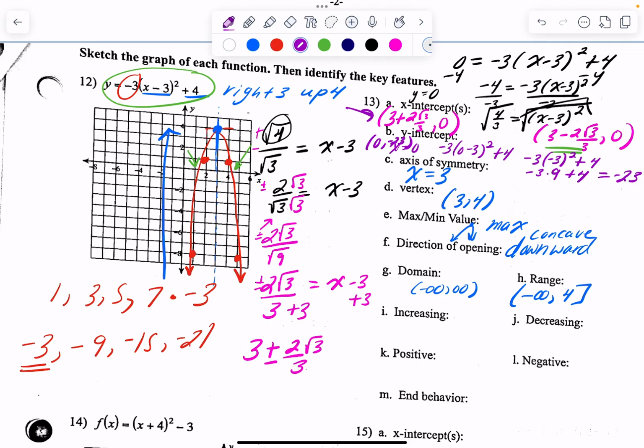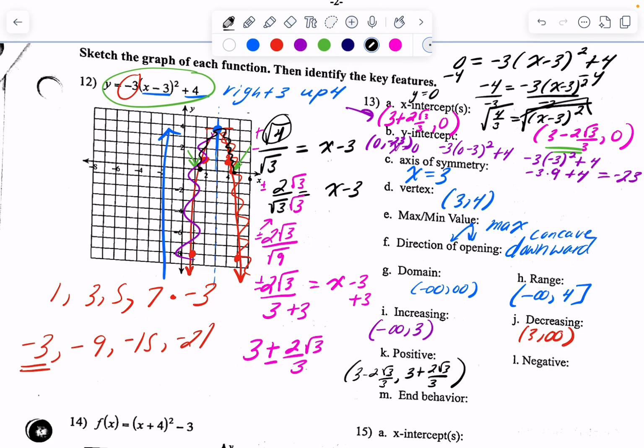Increasing, again, is when are you walking uphill? You need the vertex for this. So we're increasing right there. So you'll say from negative infinity to the x value of 3, we're increasing. We're then decreasing from here to here. So we're decreasing from 3 to positive infinity. You have to keep in mind what increasing and decreasing versus positive and negative is. Positive is when you're up on top of the x-axis. So it would be from this x-intercept to this x-intercept. You actually need x-intercepts for that one. So we're positive from 3 minus 2 roots of 3 over 3 to the next x-intercept, 3 plus 2 roots of 3 over 3.